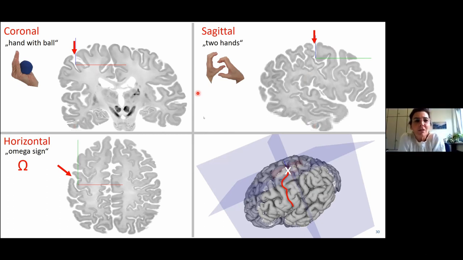No. These hand-ball, two hands and omega signs, they are universal. But it's the central sulcus. So it is the sulcus, or one of the sulci, that is, you know, the easiest to identify. This sulcus, which you can see here, which is really, really deep because it's the biggest one, well, that would be the lateral fissure. It's also easy to identify.